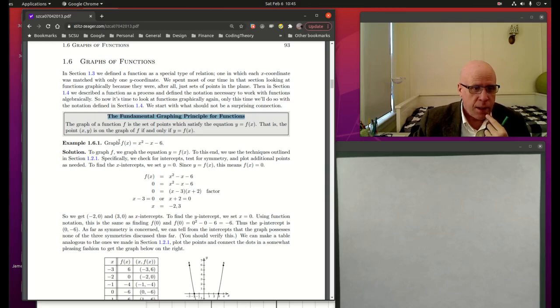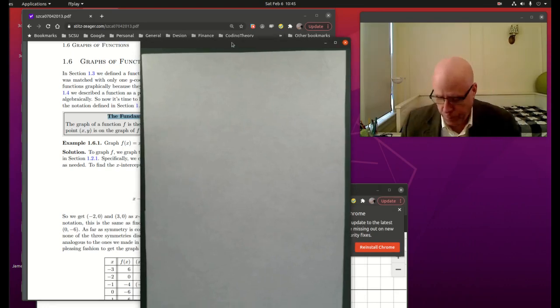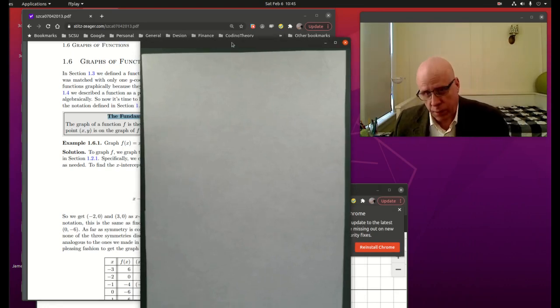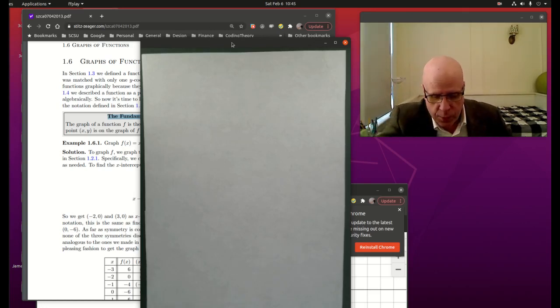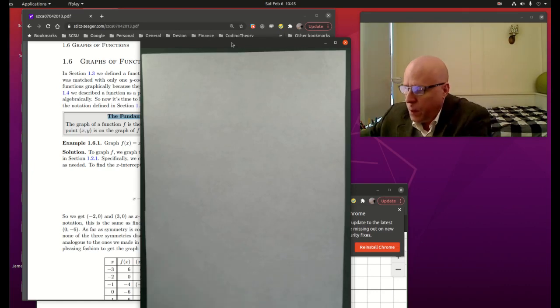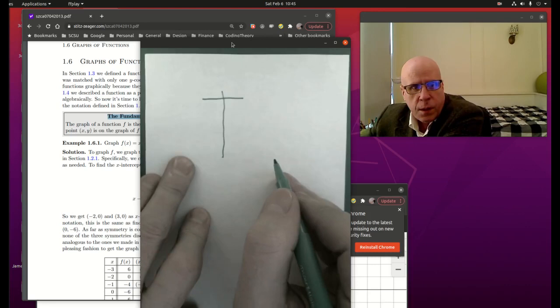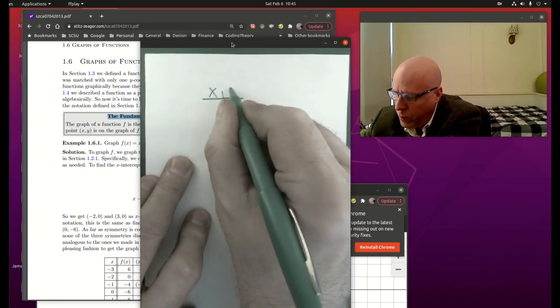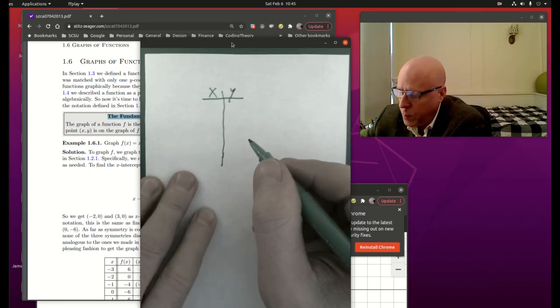So they ask us to do an example here. Graph f of x equals x squared minus x minus 6. Let me do some writing here to illustrate how you might go about this. Now, this is how you might go about it by hand rather than how you do it with a calculator or technology. But I would make myself a little chart of x values and y values first. I mean, that's a step to take.